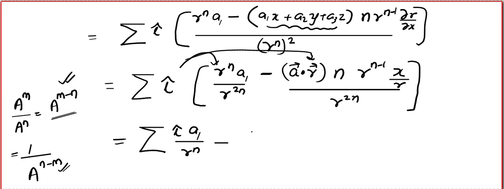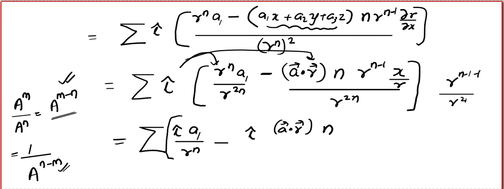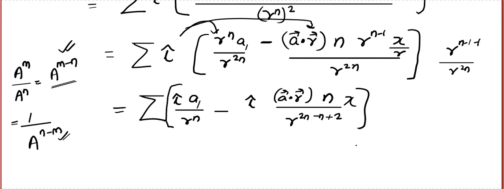Minus, I have to take this i here, and n is there. What will happen to this? This will become r power n minus 2. So can you see? r power n minus 1, this will be minus 1 divided by r power 2n. So the whole thing will be reduced to r power 2n minus n plus 2. And the remaining stuff is x. That's it, we are at the end.